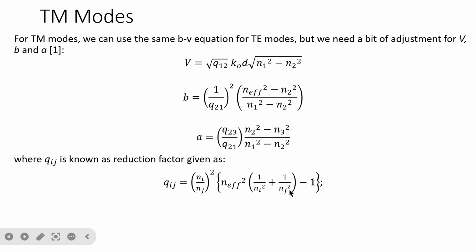This Q of ij is known as the reduction factor. And you use this factor to calculate Q12, Q21, Q23. And then you just substitute back to convert to V value, B value, and A value. And then you will find all the parameters. The process is very simple.